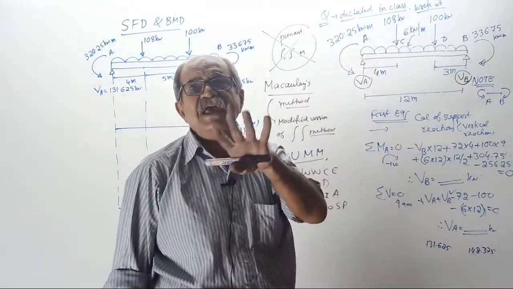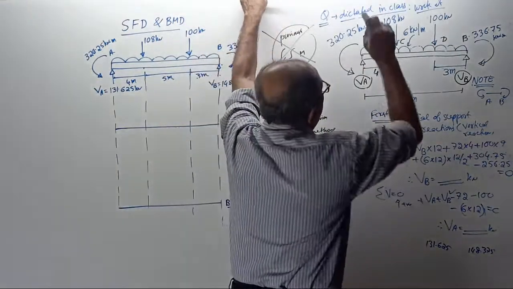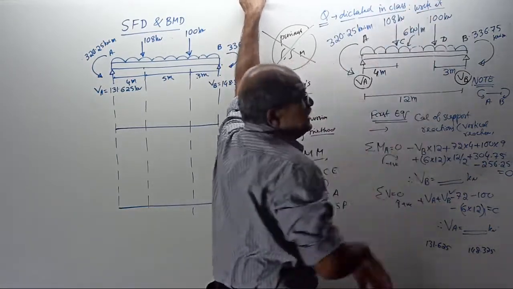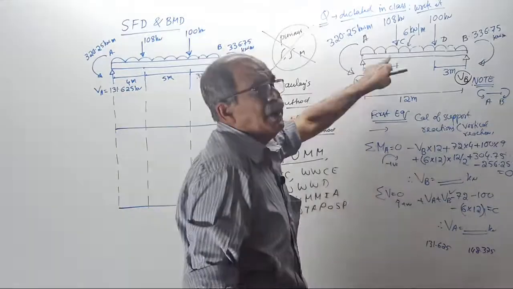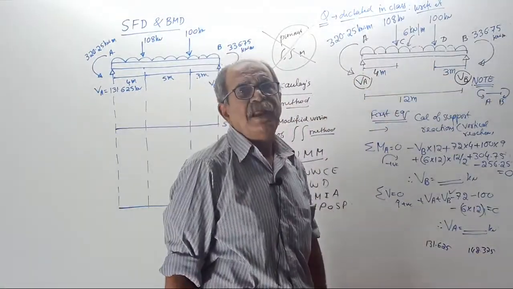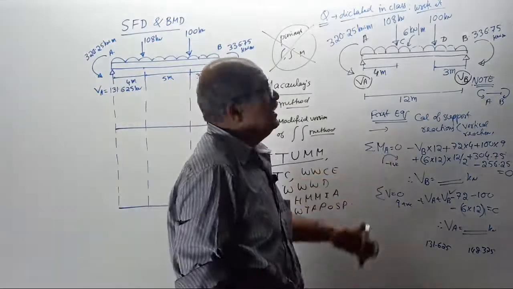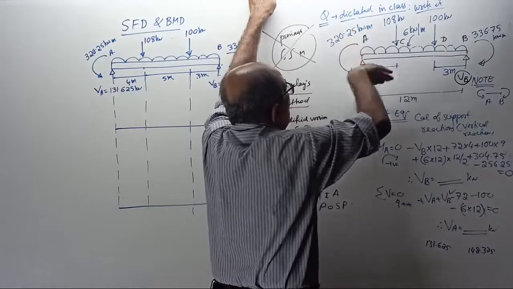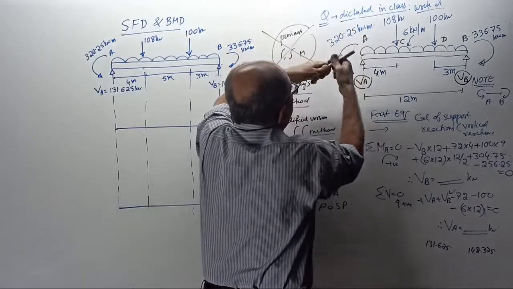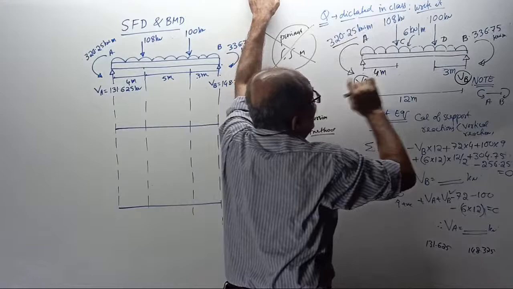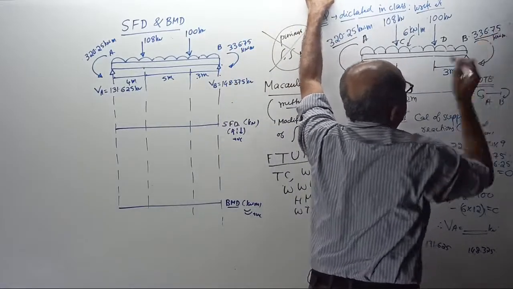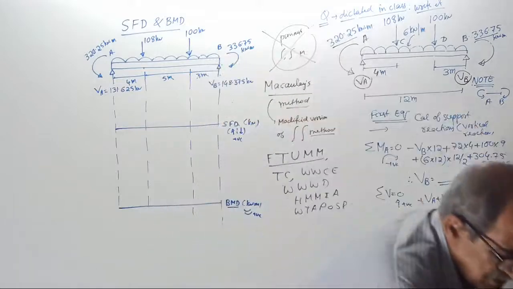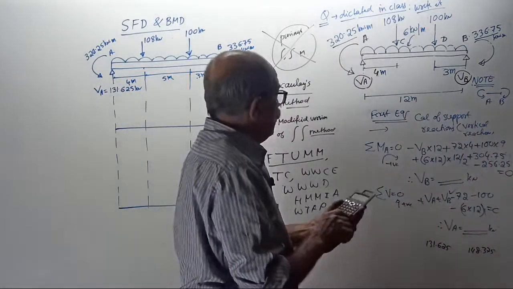Partial UDL I will take later. Then also 2 point loads of 108 kilonewton and 100 kilonewton at 4 meters from the left end and 3 meters from the right end. Okay. Now, in addition, at the left end there is an anti-clockwise couple of 320.25 kilonewton meter, and at the right end a clockwise couple of 336.75 kilonewton meter. I will check this value once again.